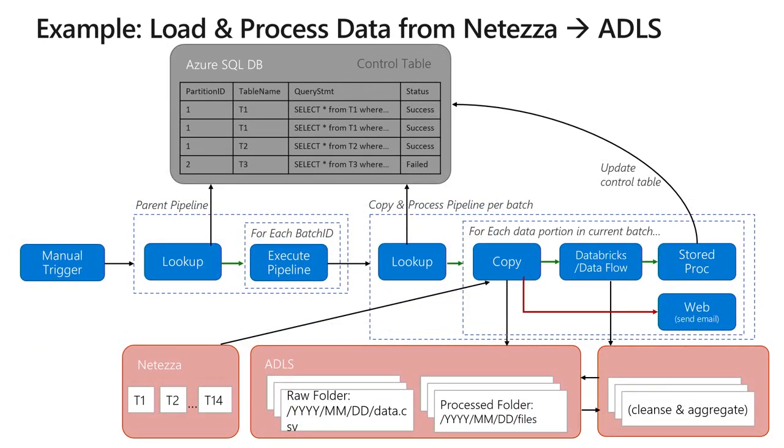This is actually a similar pattern. It's just a Netezza to ADLS copy, and it's quite similar to the previous one. You can have a control table. Instead of the paths, you can have different queries, and it will iterate through all the queries to copy different parts of data.